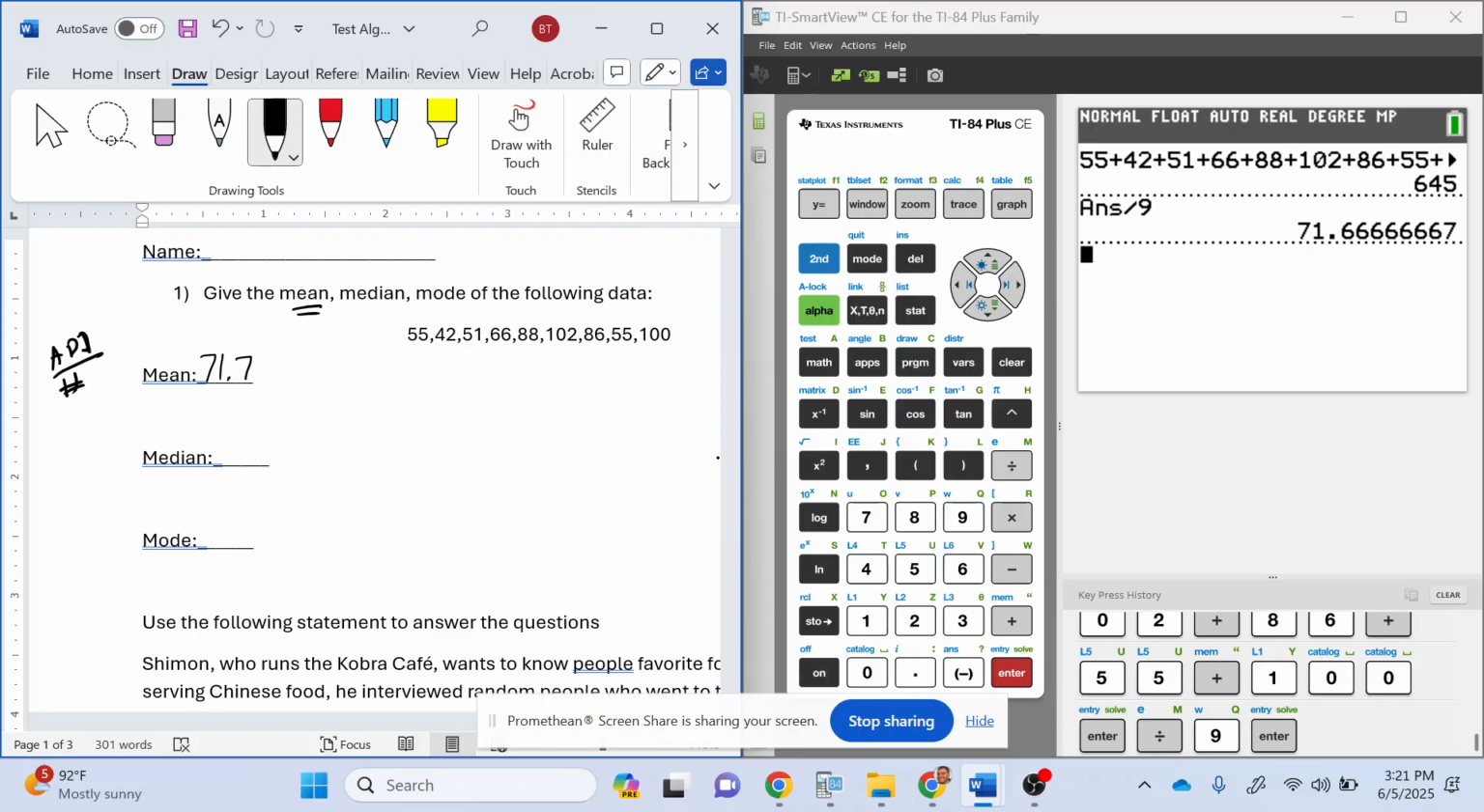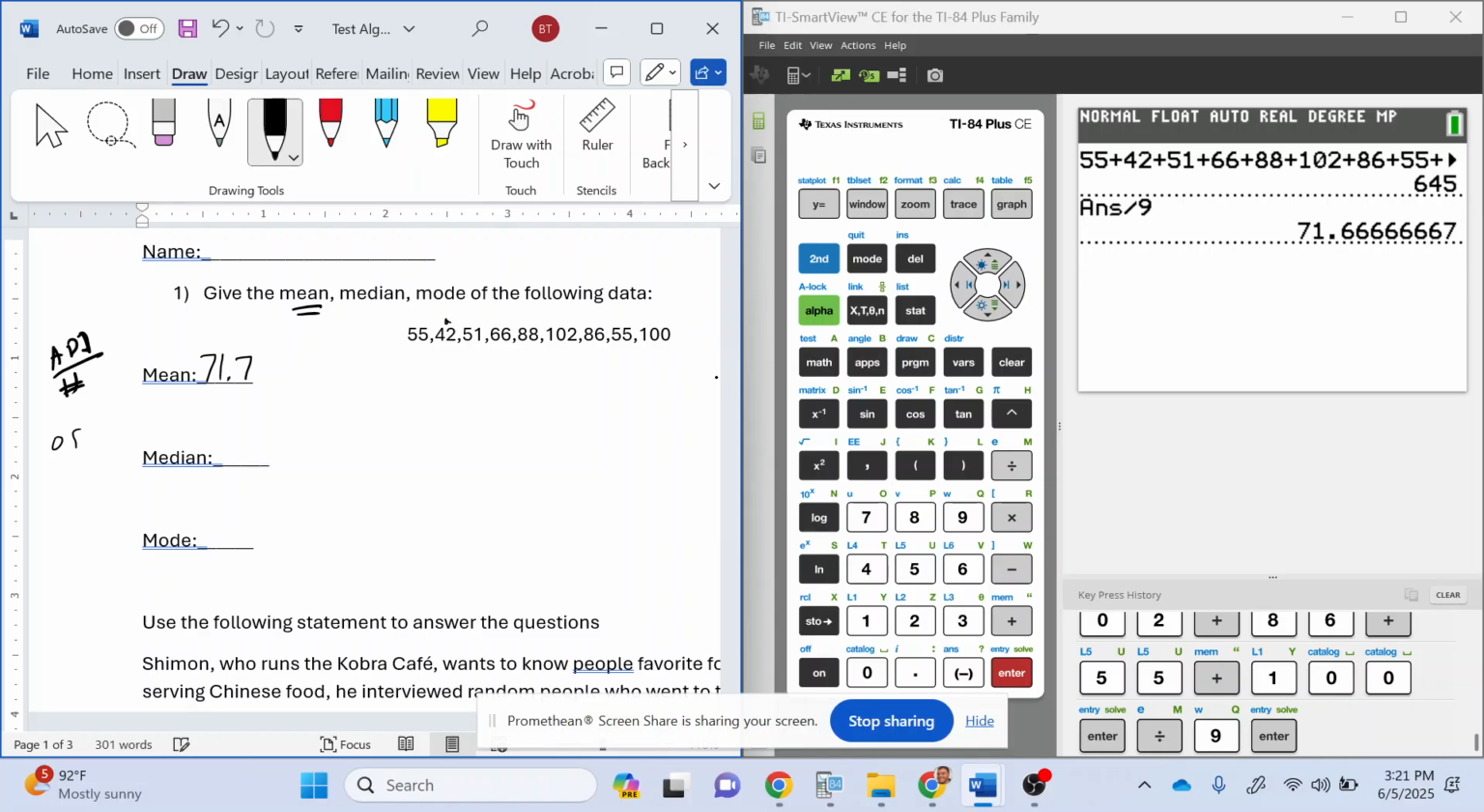All right. The next part, we're going to get the median. 66 rounds up to 67. You could write 66, and the multiple choice will be 71.7, I'll tell you that. Oh, the median? Let's see. Okay, so I've got to put it in order. I don't like crossing them out.